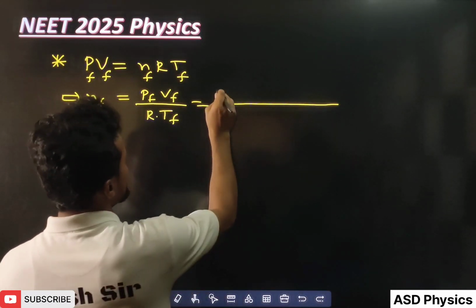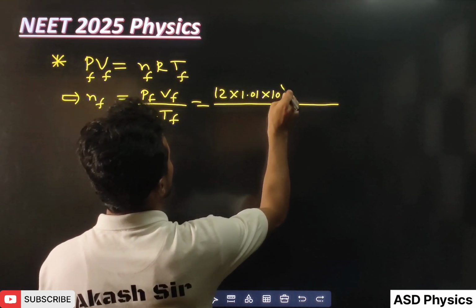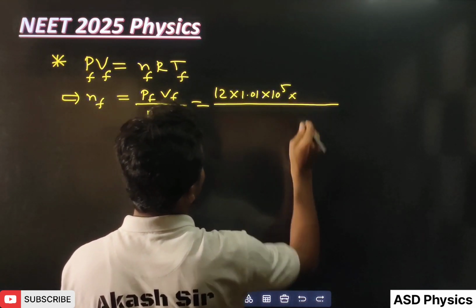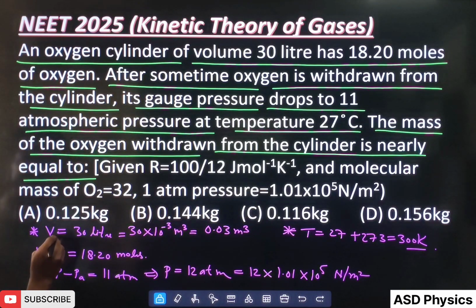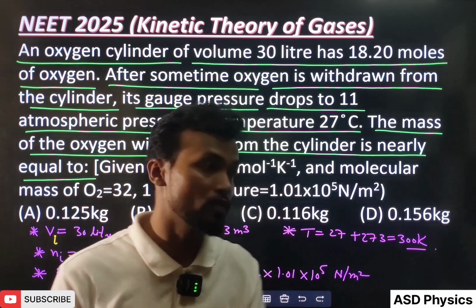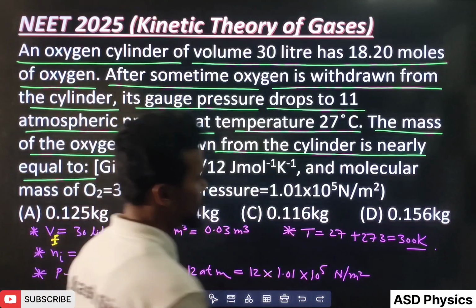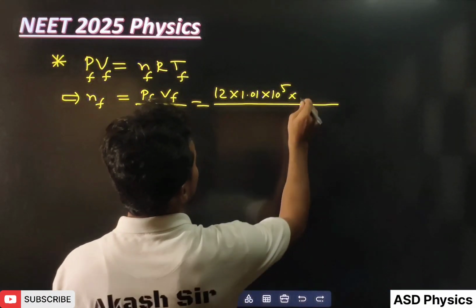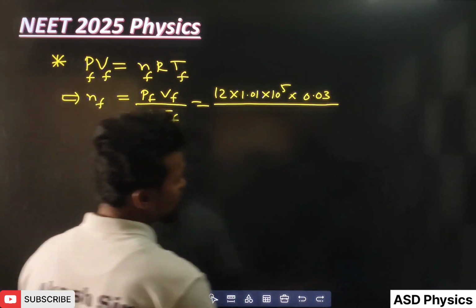PF, how much here? Students, you know very well, 12 atm, that means 12 into 1.01 into 10 to the power 5. VF, what do we have here? The initial and final volume are the same anyhow, because the volume of the gas is the volume of the space. So initial and final volume both are the same. So 0.03 here.